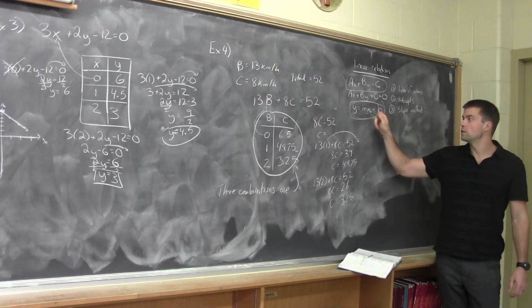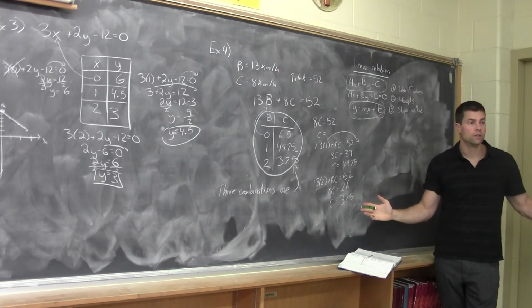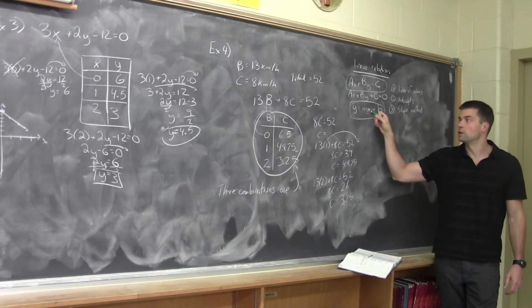Okay, for a straight line, simple enough. We know where the y-intercept is. We know what the slope is. We can draw the graph. Right? And that's what I was showing you in computer class, basically using that.